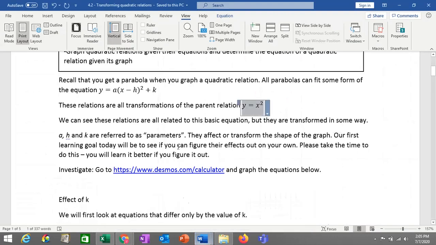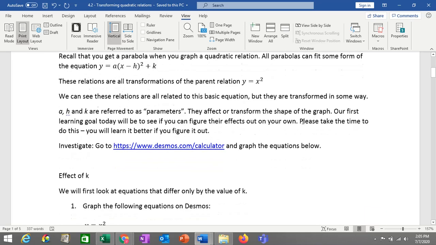Okay, so every other parabola where it's maybe moved over to the left or to the right or up or down, or it's stretched or it's compressed or whatever, all of those can be written in some variation of this. So a, h, and k are referred to as parameters. They will affect or transform the shape of your graph. So our first learning goal today will be to see if you can figure out the effects that each of these parameters has on the graph on your own.